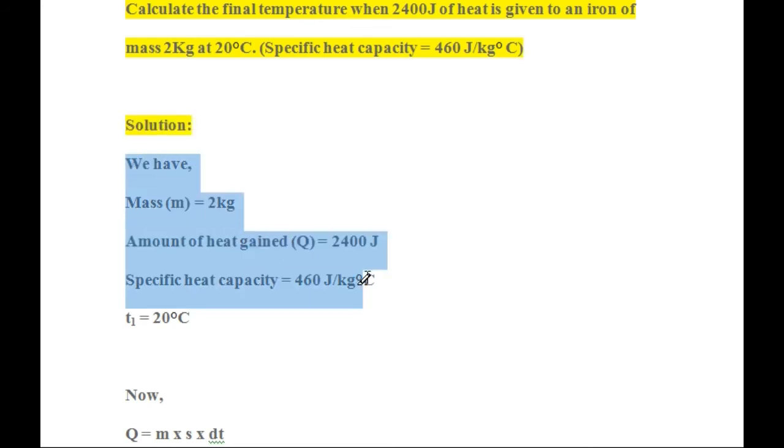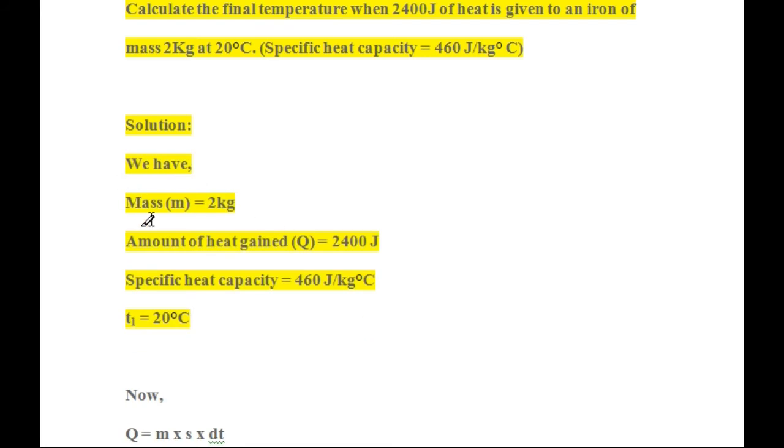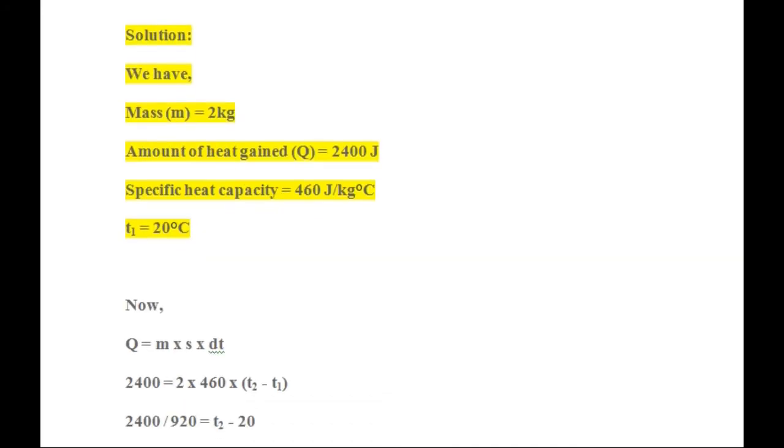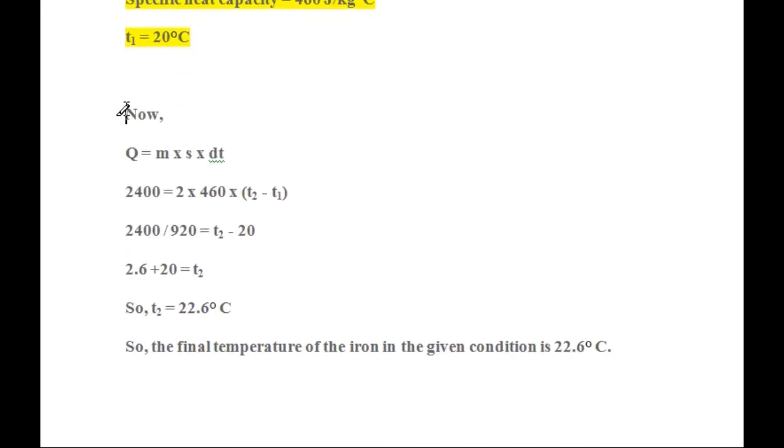Now, coming to the solution, first of all, let us write down the given data. According to the problem, we have mass equals 2 kg, amount of heat generated equals 2400 joules, the specific heat capacity as 460 joules per kg degree Celsius, and the initial temperature T1 as 20 degrees Celsius. Now, the heat transfer is given as mass into specific heat into change in temperature.